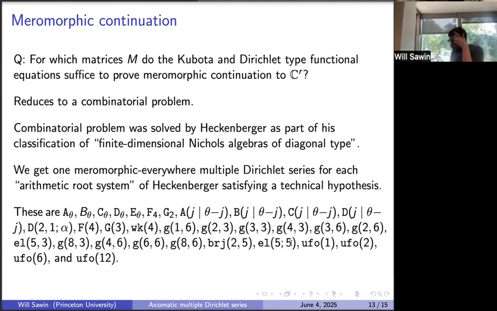And the last 4 are UFOs, and it does stand for unidentified flying object. They're called that because they have no known connection to any sort of generalized Lie algebra. The only algebra they have a known connection with is this Nichols algebra of diagonal type. There are 12 of those, and only 4 of them satisfy the technical condition, and those all correspond to multiple Dirichlet series as well. Okay, I think I'll stop there.